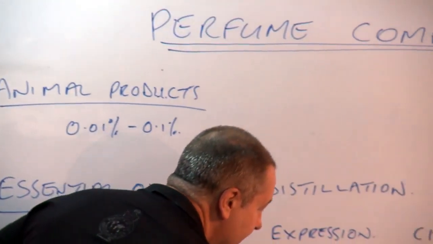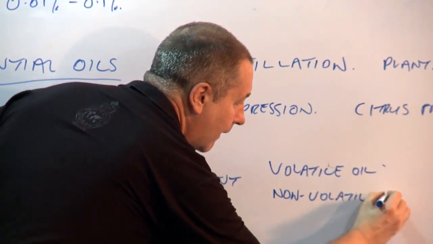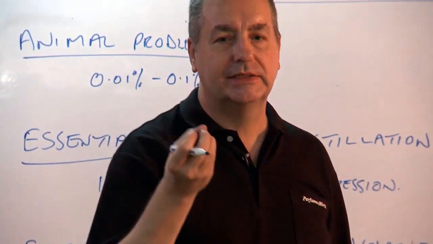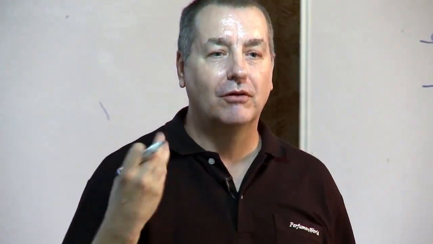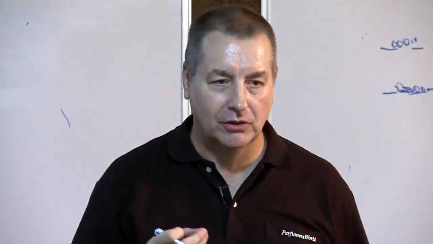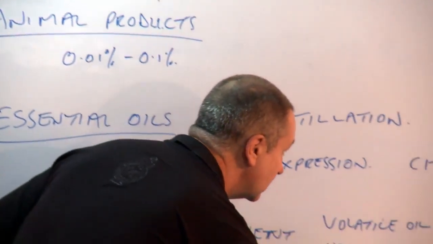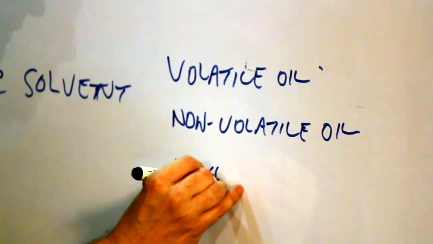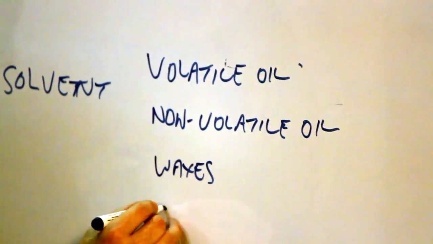It also dissolves non-volatile oil. So some of the oils that exist in a plant are also non-volatile. They're not all essential oil. Yeah, there are other oils in there too. So this will dissolve the non-volatile oils. Also dissolves the waxes. And will dissolve some colour too.